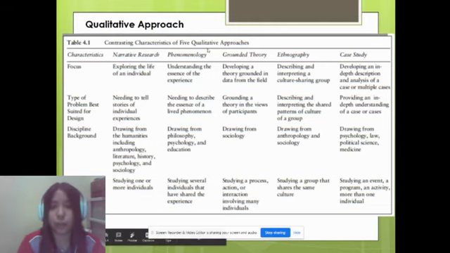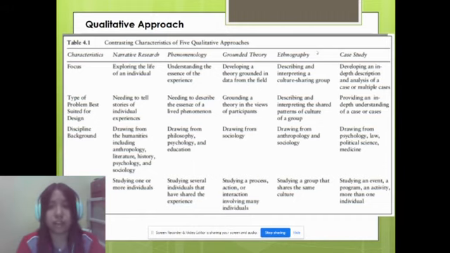While for phenomenology, you want to understand the essence of the experience. For grounded theory, you want to develop a theory grounded in data from the field. Ethnography is to describe and interpret the culture sharing group. And for case study, you develop an in-depth description and analysis of a case or multiple cases. For the unit of analysis, studying several individuals if it is phenomenological, studying process, action, or interaction. Actually, if you use different qualitative approaches, it seems they are similar in the sense that you conduct interviews and make use of an open-ended questionnaire, but the difference lies in the focus of the study.